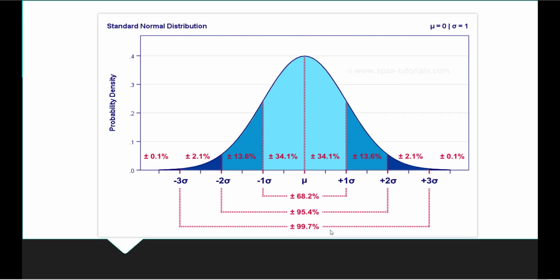Here we have another graph, and we can see what percentage of cases fall within one standard deviation of the mean: 68.2% fall within one standard deviation of the mean, 95.4% of cases fall within two standard deviations of the mean, and 99.7% of cases fall within three standard deviations of the mean. This graphically shows you how we can use this.